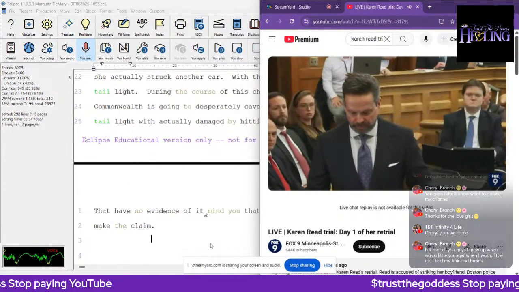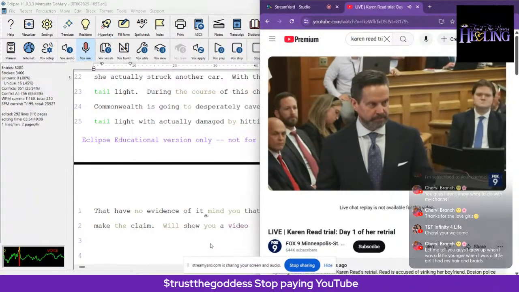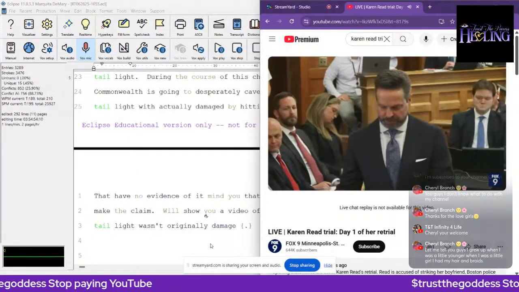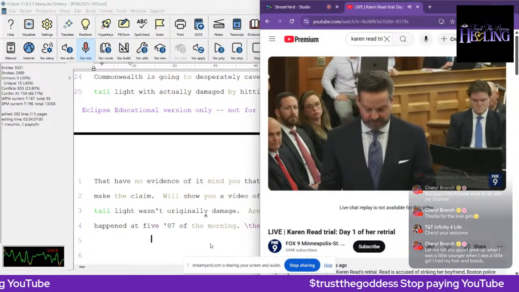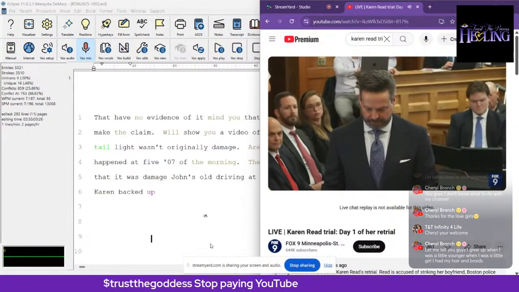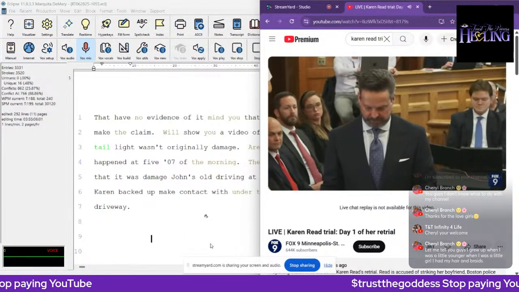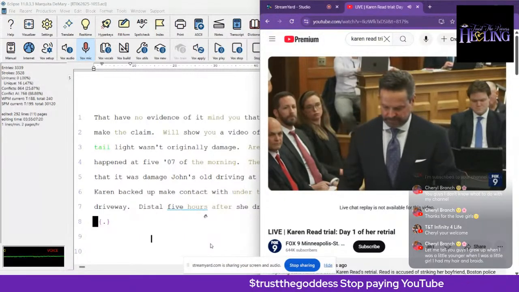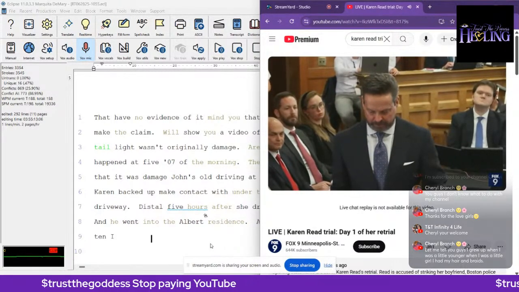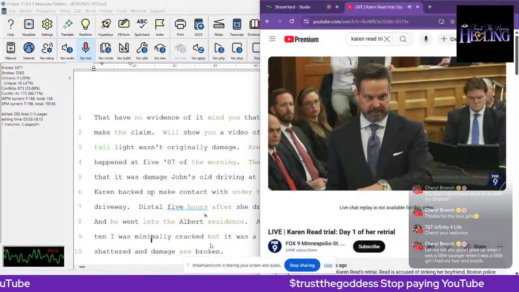We'll show you a video of exactly how that taillight was originally damaged, or exactly what happened at 5:07 in the morning. The facts will show that it was damaged in John's own driveway at 5:07 when Karen backed up and made contact with another car in the driveway. This is 5 hours after she dropped John off and he went into the Albert residence. As a result, the taillight was minimally cracked, but it wasn't completely shattered or damaged or broken. And that's the condition of the SUV when Michael Proctor got a hold of it.